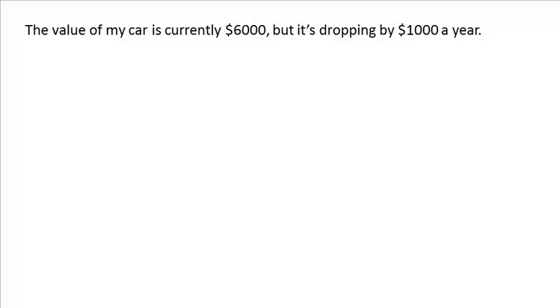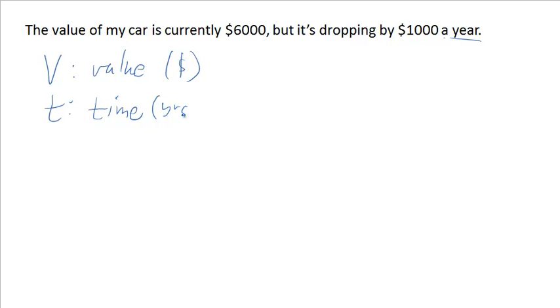Okay, so let's try another one. The value of my car is currently $6,000, but it's dropping by $1,000 per year. So again, let's start out by identifying our variables. We've got the value of my car, and that is measured in dollars. And then we've got, it looks like, years going on. So maybe I'll use T for time again. I don't like using Y for years because it gets confusing. So we're going to do time in years.